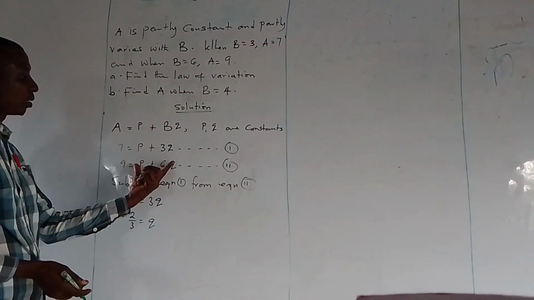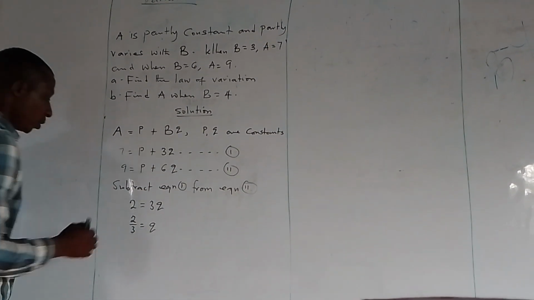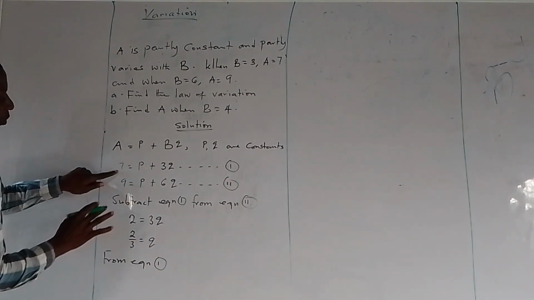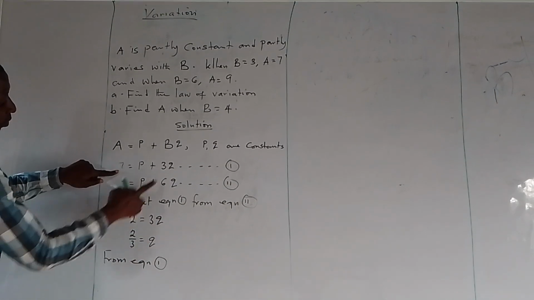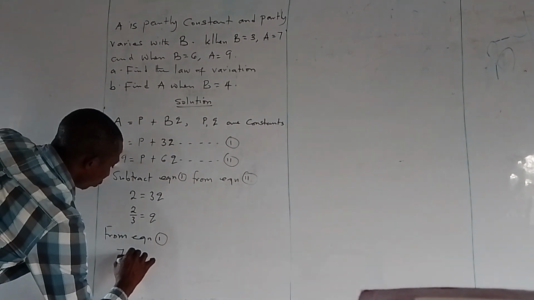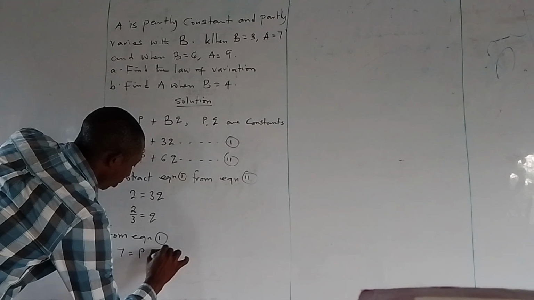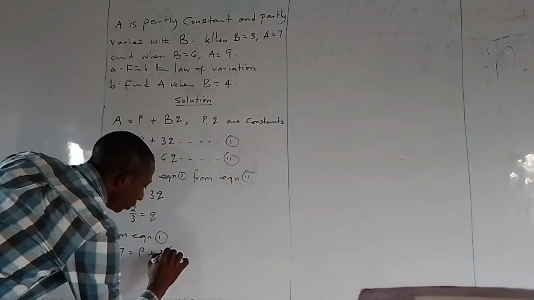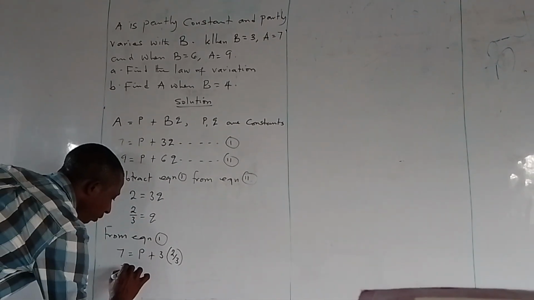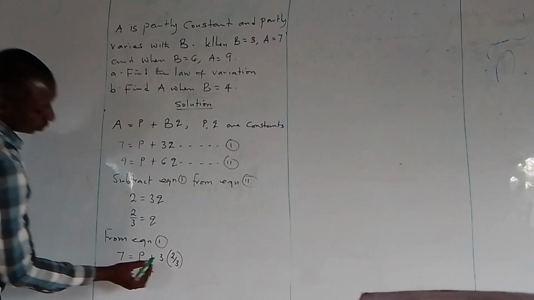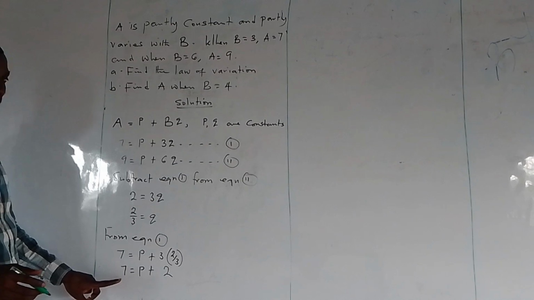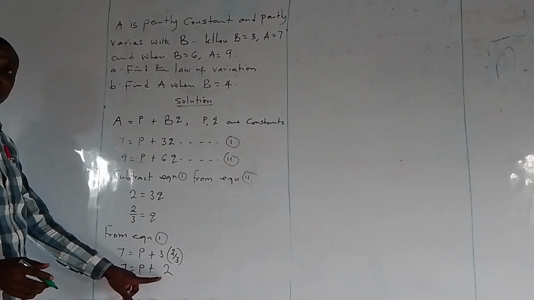Now we get the second constant. So we can move to equation 1. Looking at equation 1, I'm writing it, but changing Q to 2 over 3. So I have 7 equals P plus 3 times Q. Q is 2 over 3. So we have 7 equals P plus, we cancel this, so we are left with 2. So 7 equals P plus 2.